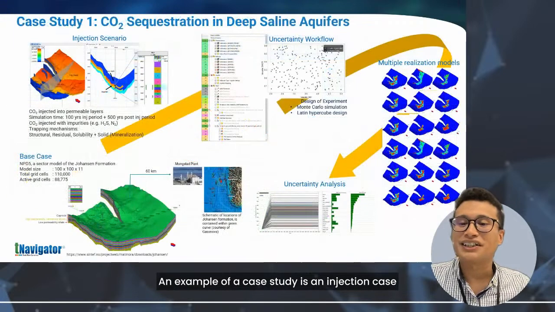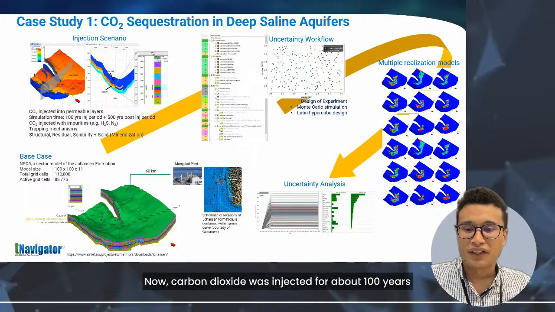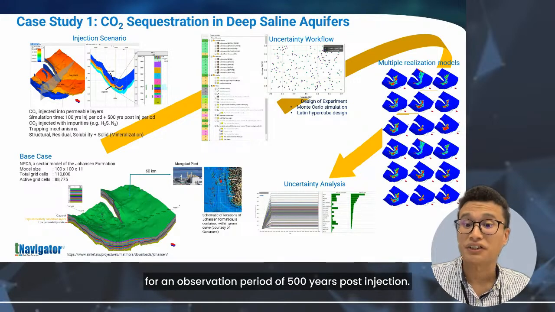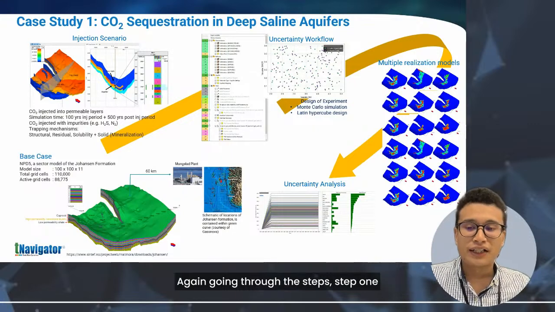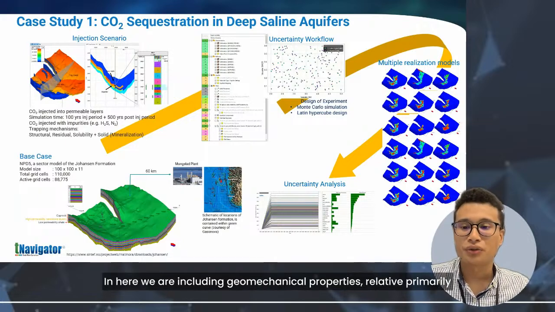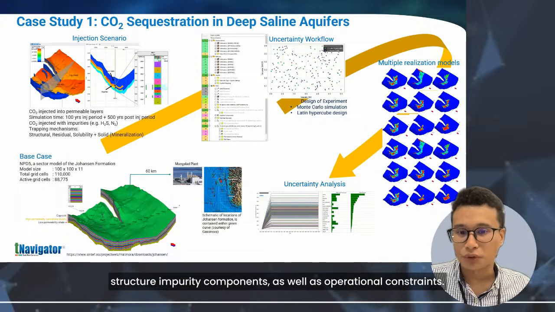An example of a case study is an injection case into the permeable aquifer in the Johansen Formation. Carbon dioxide was injected for about 100 years and then subsequently stored for an observation period of 500 years post injection. Again, going through the steps, step one is to set up an uncertainty workflow. Here, we are including geomechanical properties, relative permeability curves such as endpoints, aquifer parameters, data relating to well structure, impurity components, as well as operational constraints.